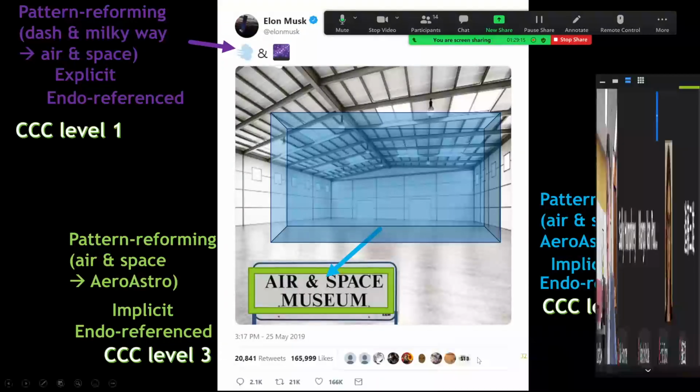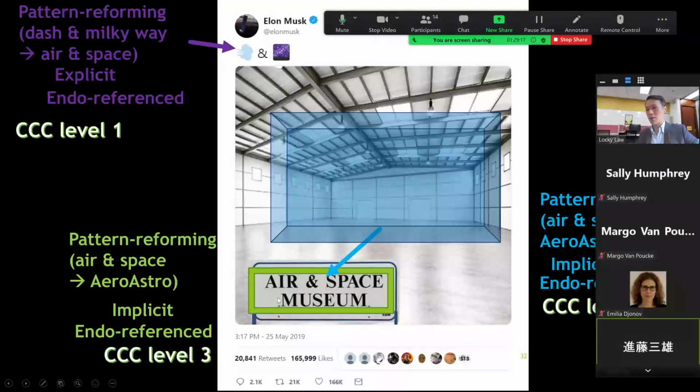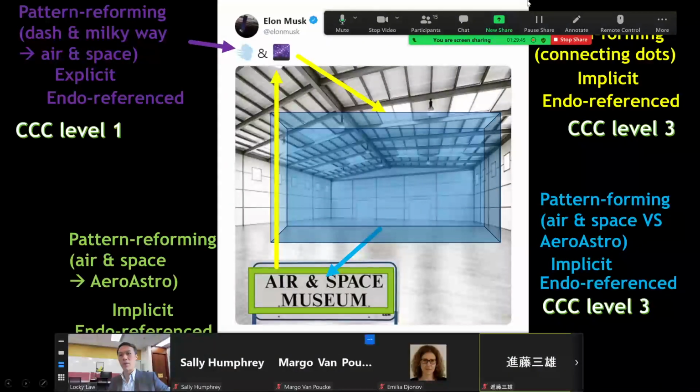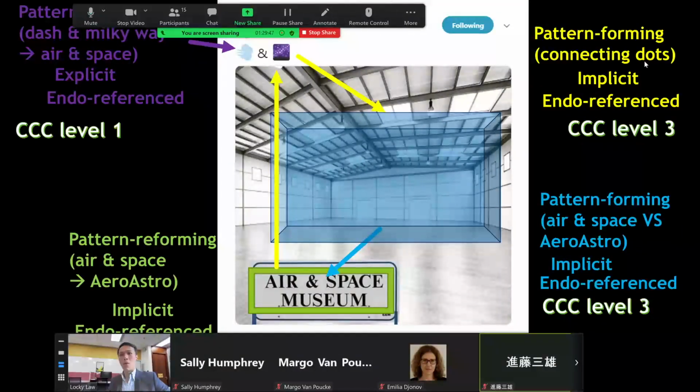And then the third one, if you're more careful, you can also see that, hey, there's a green box circling around the Air and Space Museum, and that is how meaning has changed from air and space to aero and astral. So on the sign alone, we have to understand there is a change of meanings, actually. And so that is implicit. Still, it's endo-reference.